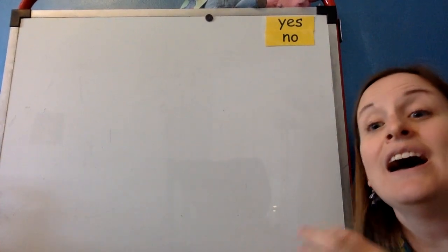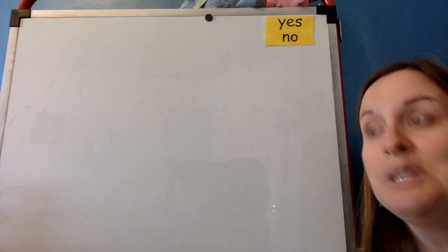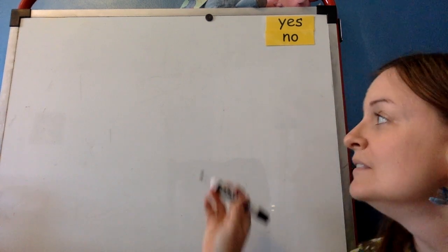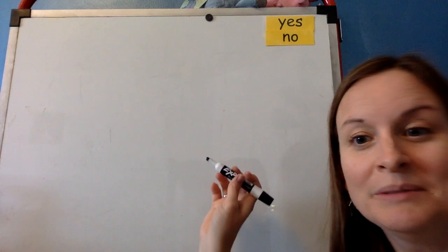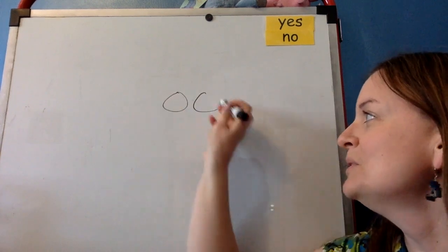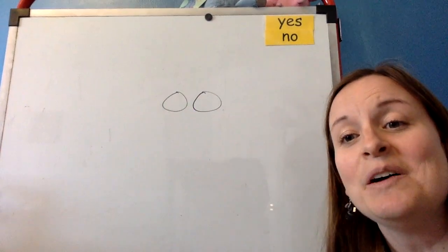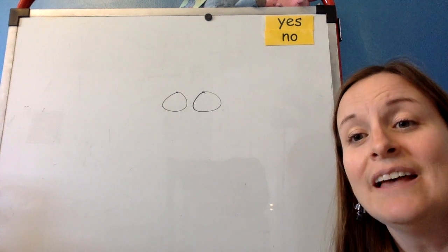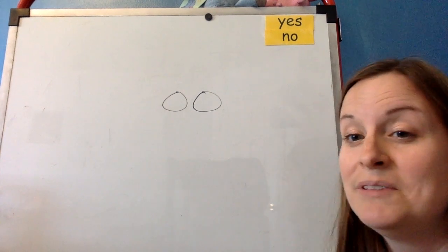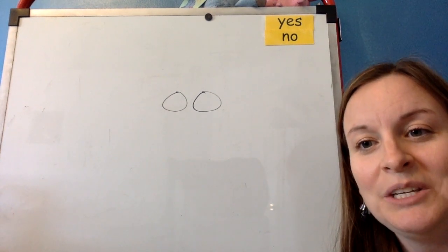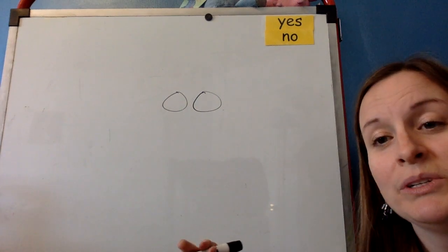Okay, I saw 2 birds. So what are we going to do? We're going to draw the 2 circles. Now, I saw 7 more birds come flying. So what are we going to do? We're going to draw 7 more circles.